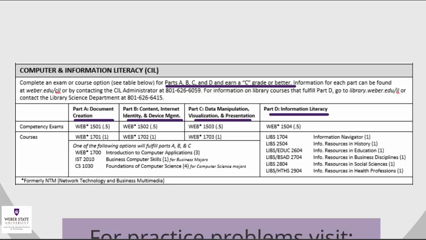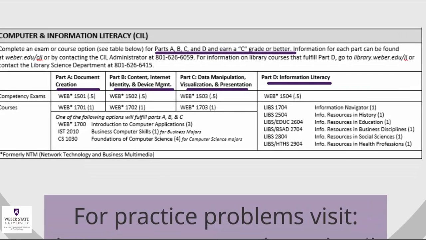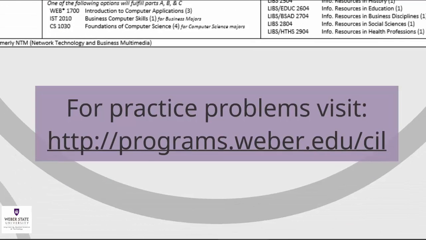Students can fulfill each part, A through D, by receiving a credit grade on each proficiency exam option or by taking the course options and getting a C or better or a combination of the two. If you choose the course option for Part D, we recommend Library Science 1704. If you have questions regarding the Computer Information Literacy requirement or would like to look at exam practice problems before making your decision, go to the website shown on the screen.